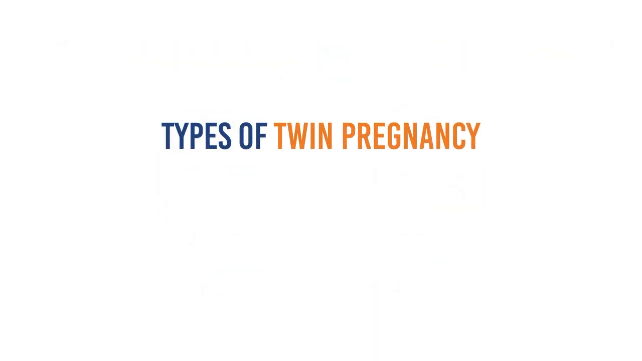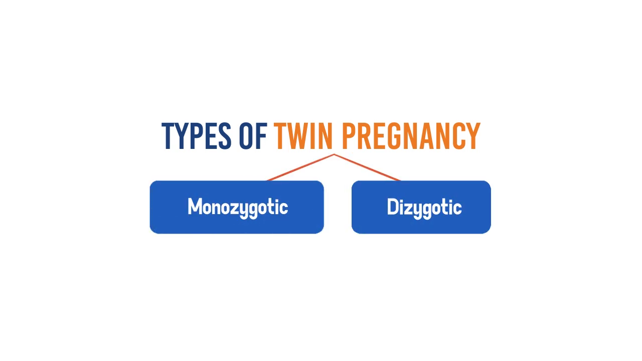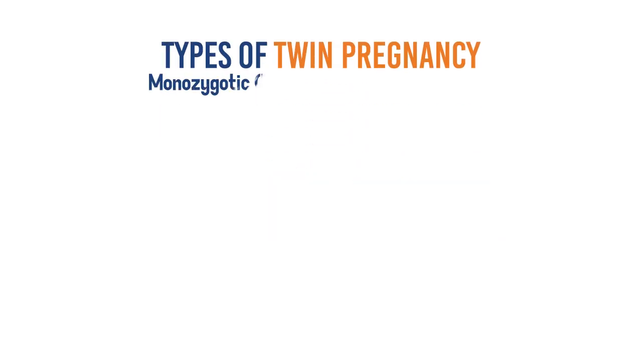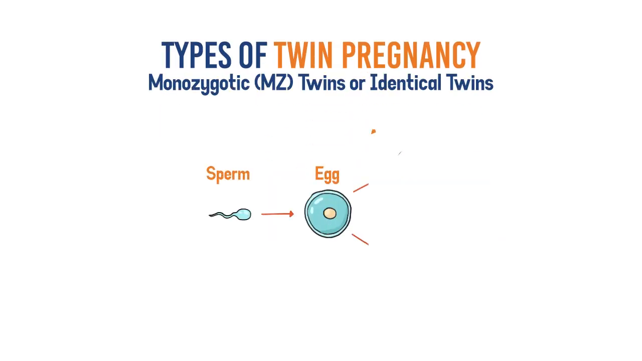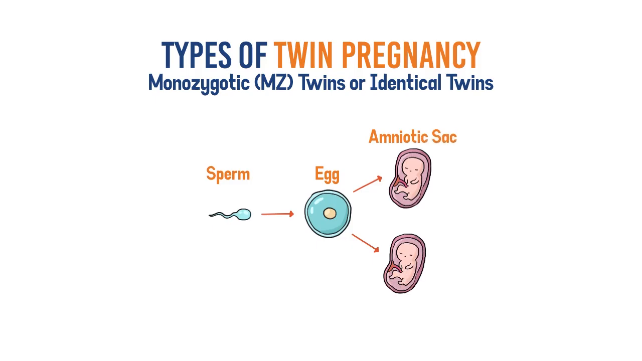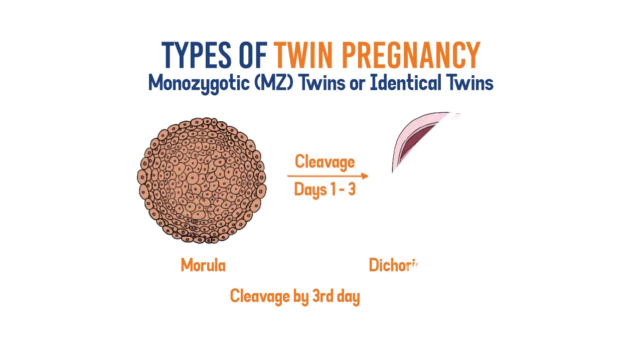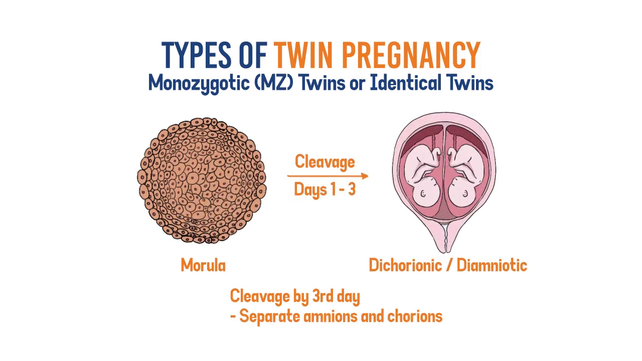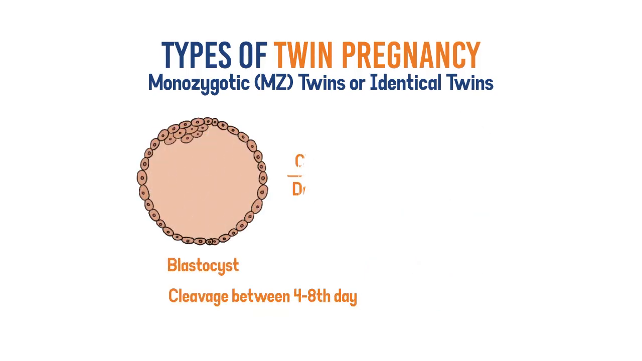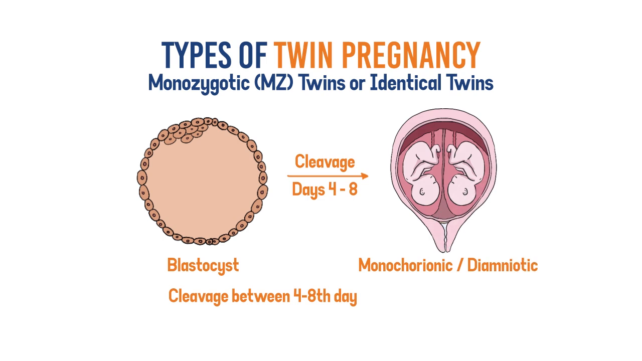Types of twin pregnancy. Twinning occurs in mainly 2 ways, monozygotic and dizygotic. When a single zygote splits into 2 equal zygotes, they share the same genetic material, and these are called monozygotic twins or identical twins. When cleavage occurs by the 3rd day, it results in fetuses bearing separate amnions and chorions. Cleavage occurring between the 4th to 8th day results in fetuses having separate amnions but a common chorion.